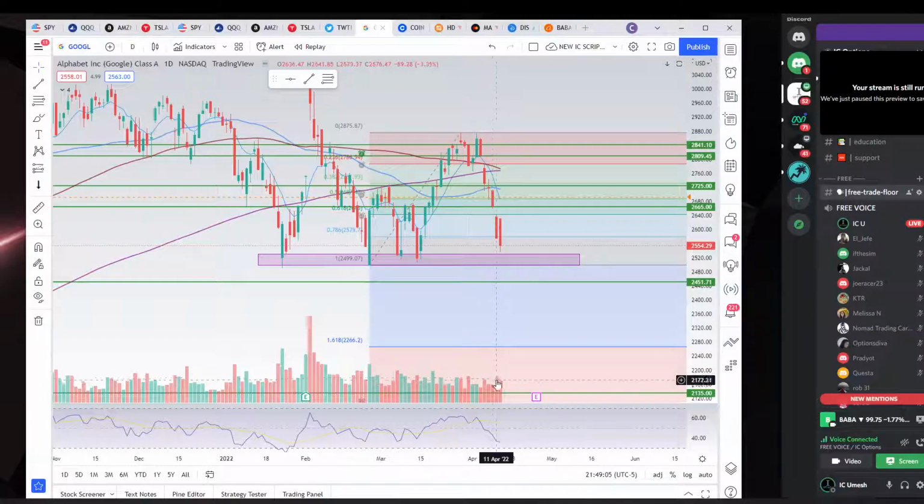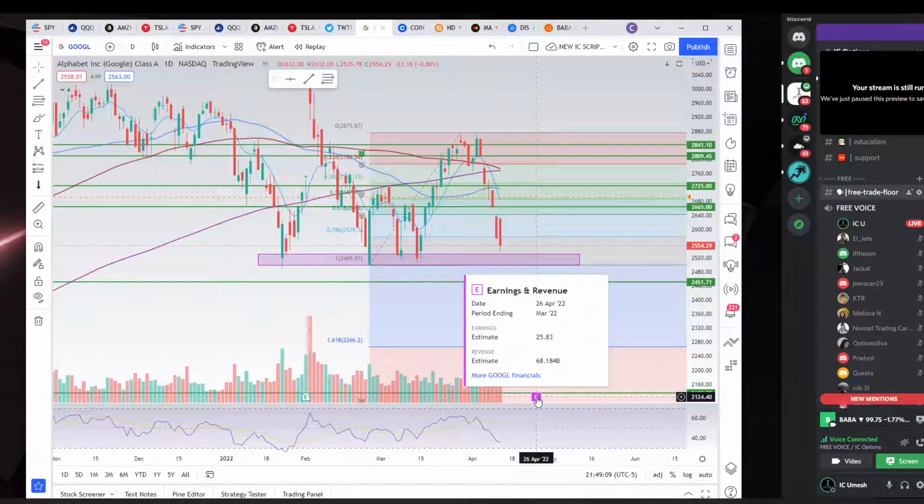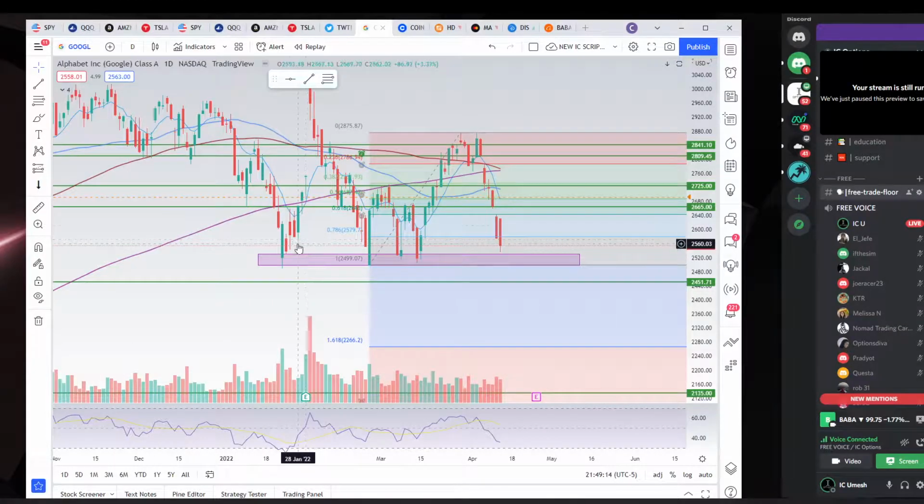I want to see the sell volume decrease as we are heading towards ER. The ER is coming up on 26th of April. It tends to run towards the ER. If you look at it right here, it tends to run towards ER, and then of course this was the ER pop, but you do get 2 or 3 days of a good decent run on Google.